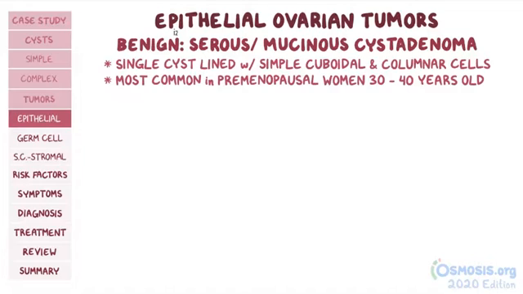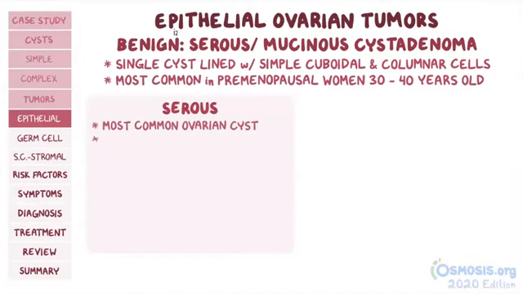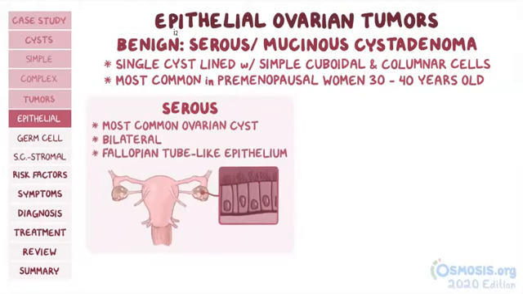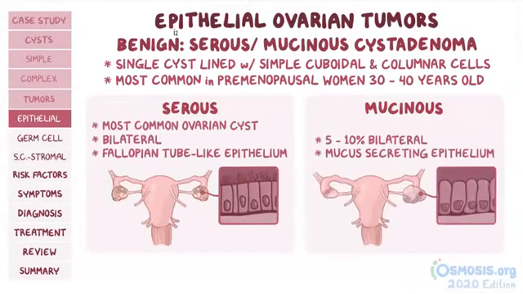What sets them apart is that serous cystadenomas, which are the most common type of ovarian cyst, tend to be bilateral and are lined with fallopian tube-like epithelium. On the other hand, only 5 to 10% of mucinous cystadenomas are bilateral, and they are lined with mucus-secreting epithelium.